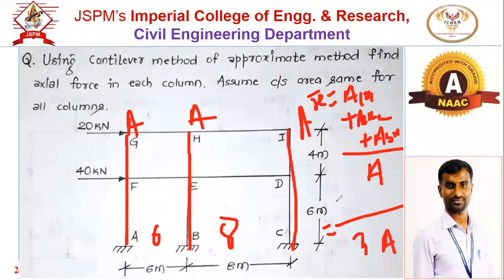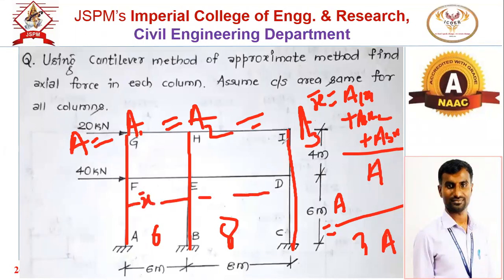Now first is A1 X1. What is A1? A1, A2, A3 are each equal to A. Now what is X1? It is the distance from the left side column. We are calculating X bar from the left side column, so X1 will be 0. So A into 0 plus A2, that is also A. What is the distance of that A from the left side column?